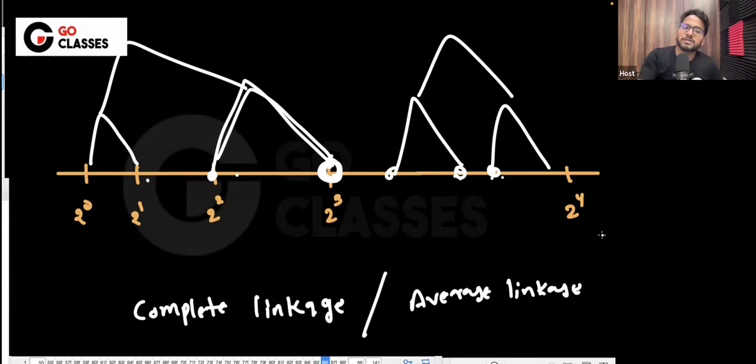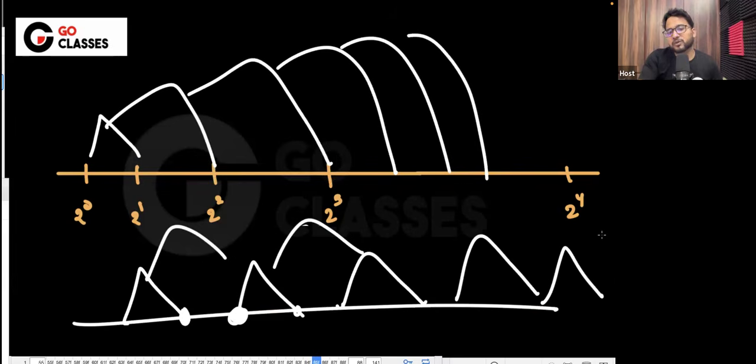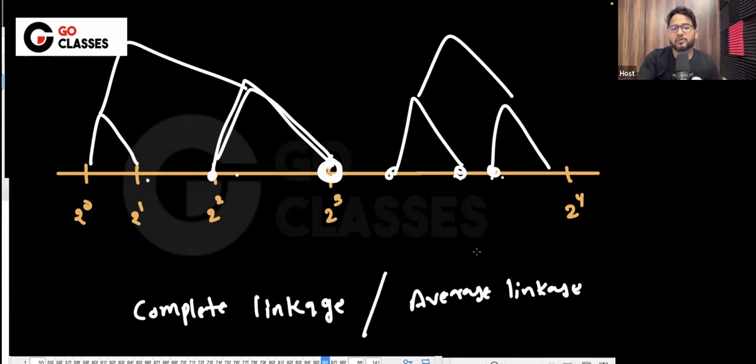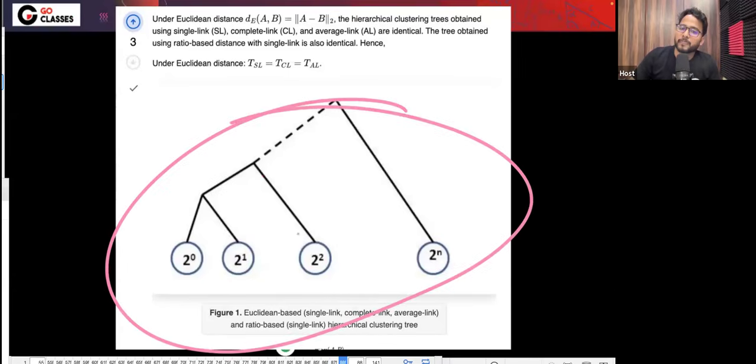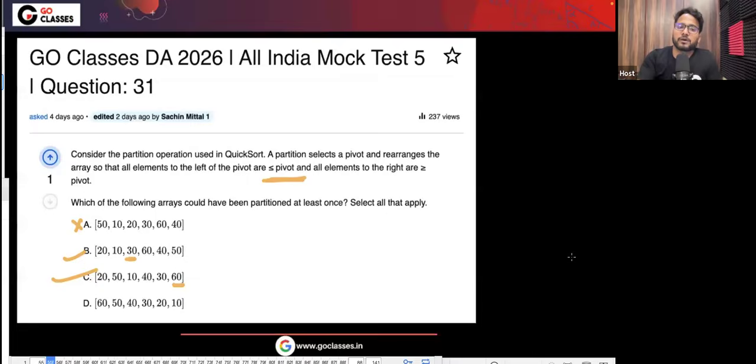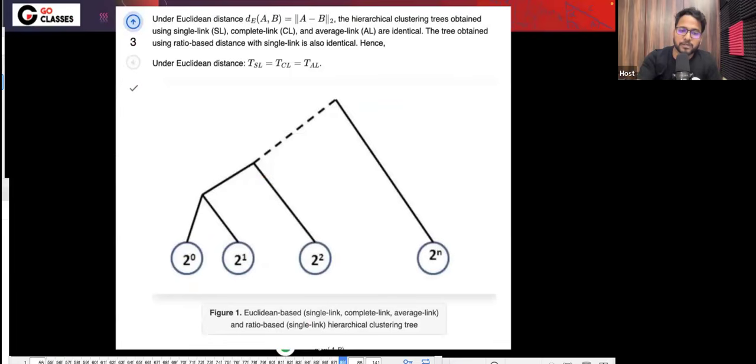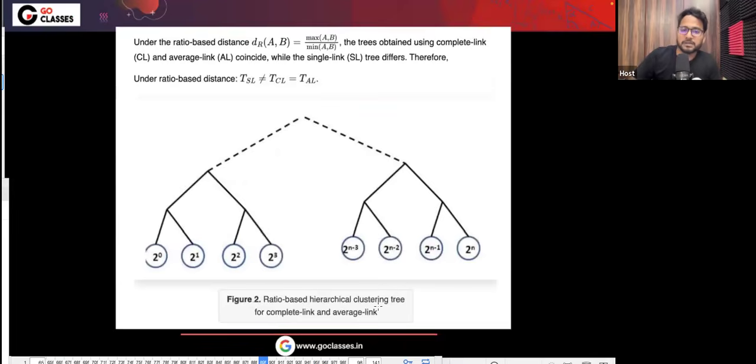Okay. So you can say that in case of ratio based, the single linkage could be anything, right? Could be like this, could be like this, but complete linkage will be perfectly balanced. So in Euclidean distance, all are same. Okay, all are same. But in case of ratio based, okay, complete and average will be balanced. Complete and average will be balanced. And single linkage could be like this, could be like the other also, right? So maybe like this, or maybe not equal to this, maybe equal to this. Okay, depends on the implementation. But complete and average will be same.